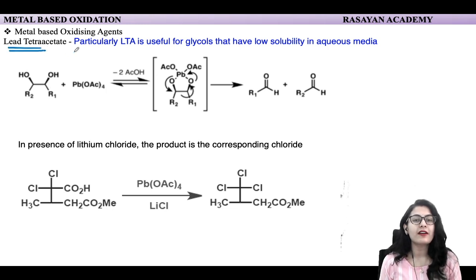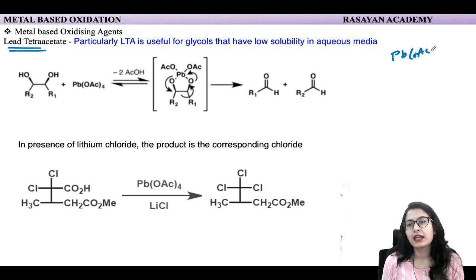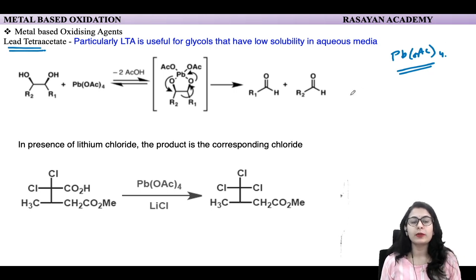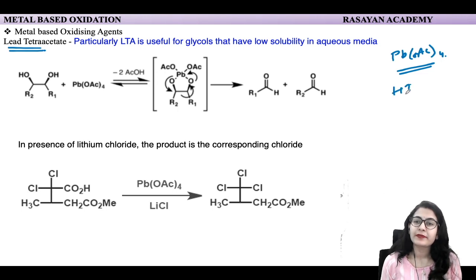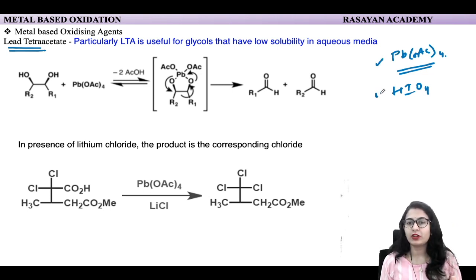Now this is a very important organic oxidizing agent. See, lead tetraacetate with the formula like this is mostly soluble in the organic solvent. So it is very popular for doing the diol cleavage. But just like this, the periodic acid is also very popular in doing the diol cleavage, right? So what is the difference between both of these?